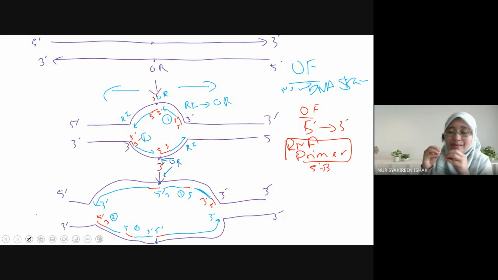Okazaki fragment tu sebab dia adalah DNA strand yang akan dihasilkan, yang akan menjadi new DNA molecule according to the template. So that's why in order to produce any DNA strand in the replication bubble, you have to synthesize the primer first. Dia tak boleh menonong-nonong start dengan DNA polymerase 3. DNA polymerase 3, faham tak? Tak boleh. Apa kaitan? Faham tak? Itulah kaitan dia. In order for Okazaki fragment to be synthesized, RNA primer has to be synthesized first.